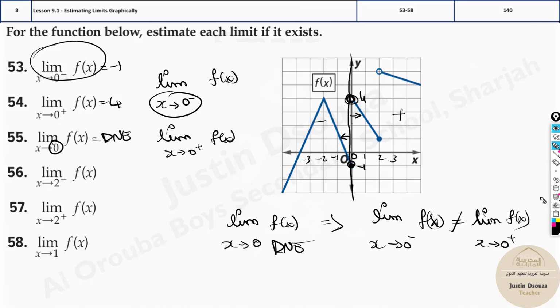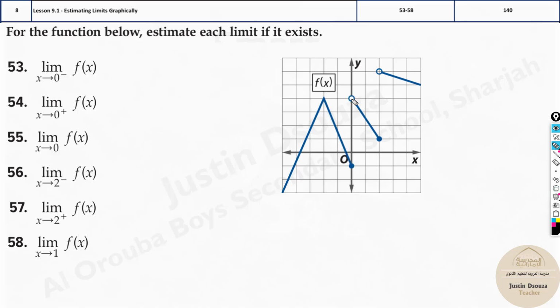So over here, does it exist? At this point, we have positive 4 and -1. There are 2 separate answers. Positive 4, and this is -1 at the negative side. Negative means the left side of the graph. So -1 and positive 4, and it is DNE.